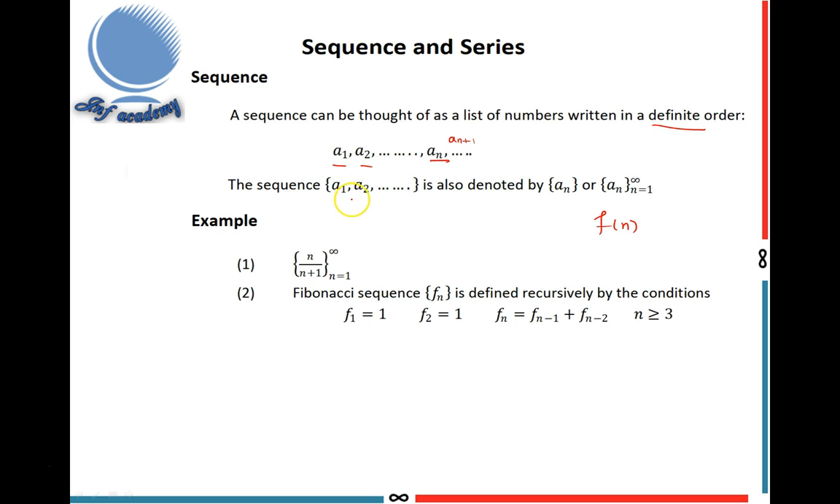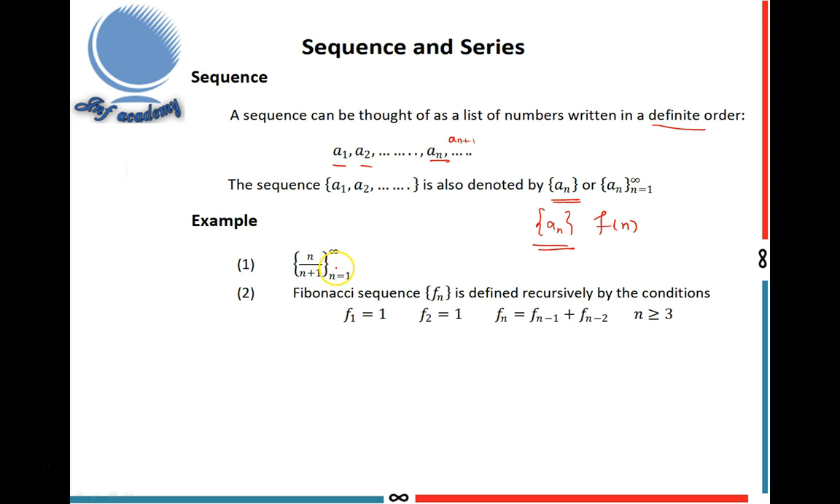The sequence is denoted by the set {a1, a2, ...}. It is also denoted by {an}, n equal to 1 to infinity. This is the notation of a sequence. Next, I will give some examples.